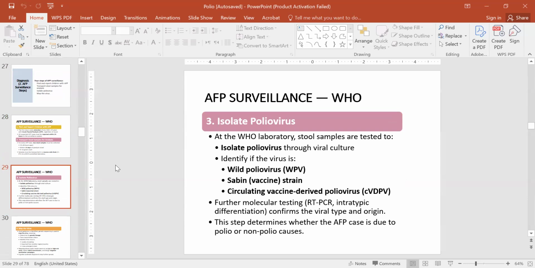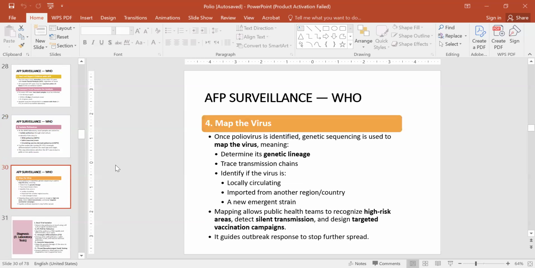Then we have to isolate the poliovirus at the laboratory. It should be tested for poliovirus through viral culture. Then we have to identify the type of the virus, whether it's wild poliovirus, circulating vaccine-derived poliovirus, or the vaccine strain. And then further molecular testing like PCR and intratypic differentiation, ITD, confirms the viral type and origin. Then further, we have to determine whether the AFP case is due to polio or a non-polio cause as well.